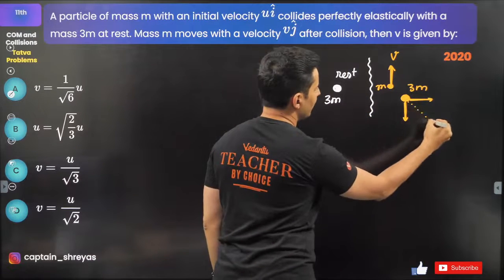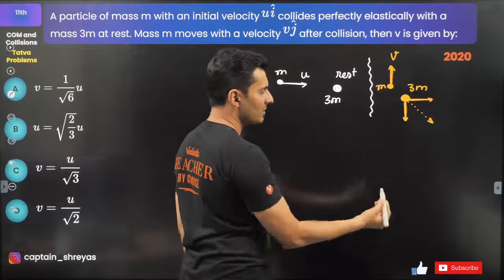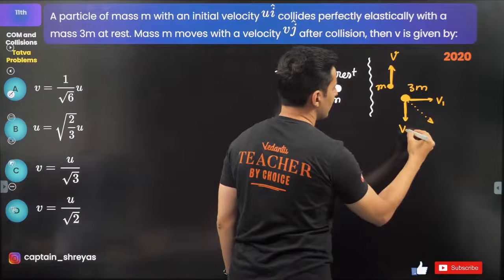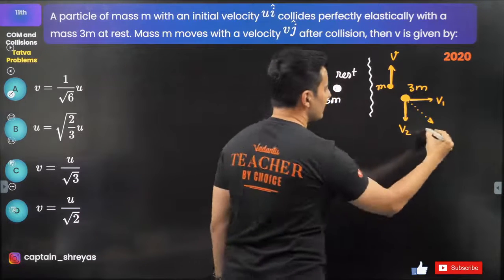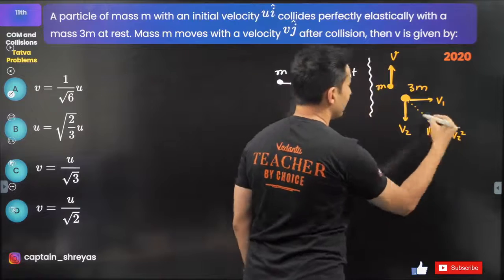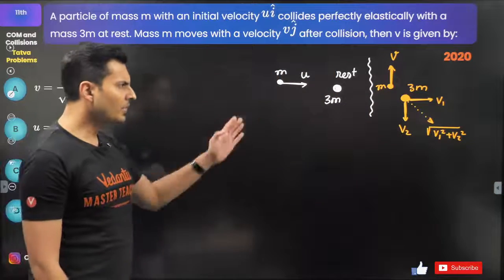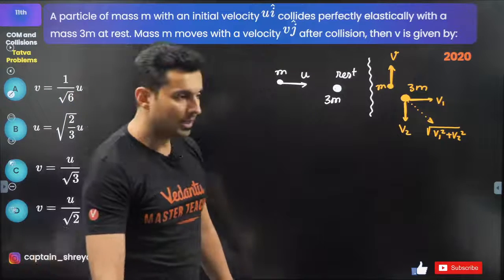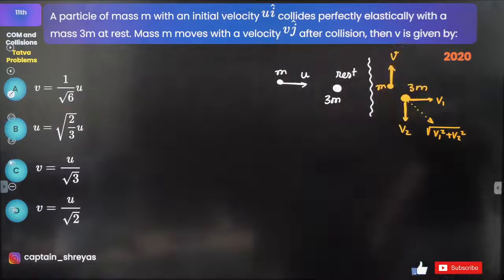This will be the resultant velocity, you might say. This is the resultant velocity. This is your x component. This is your y component. This is your root of v1 square plus v2 square, the resultant velocity. Is that making sense till here, guys? Now think what equations you will write.